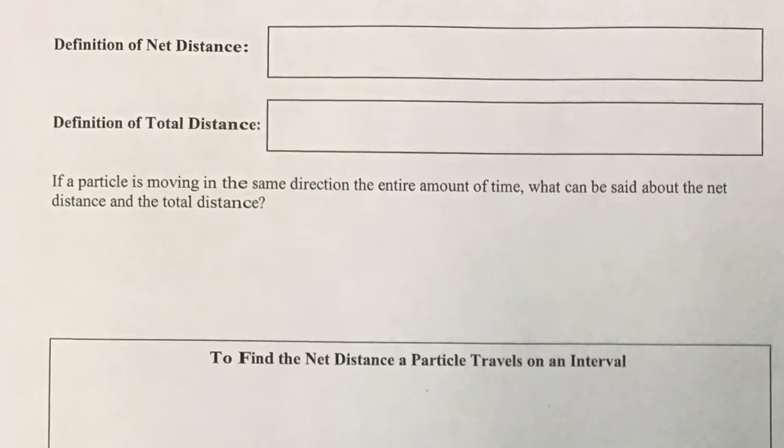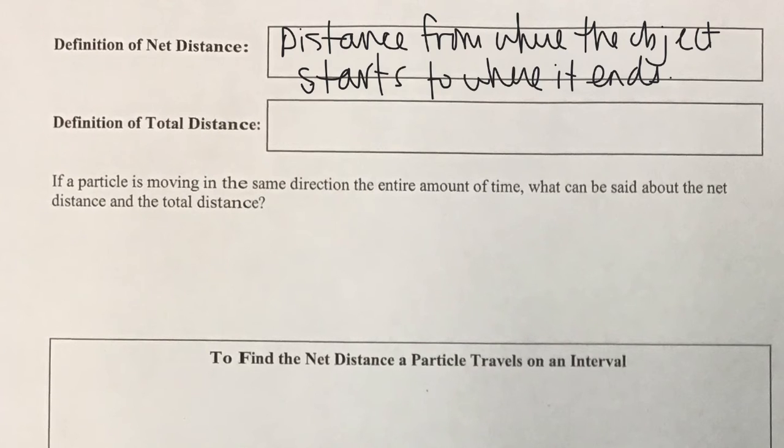Okay, so this one is about the distance that particles travel. You're talking about net distance, which is, well, let's just define it. Net distance is the distance from your start to your end, from the start to where it ends, versus total distance, where total distance is the sum of all the distances in any direction.